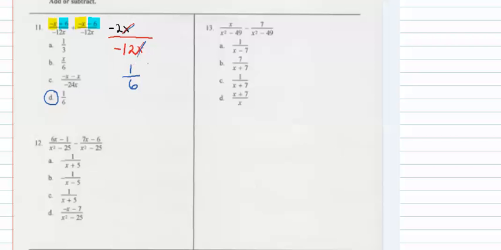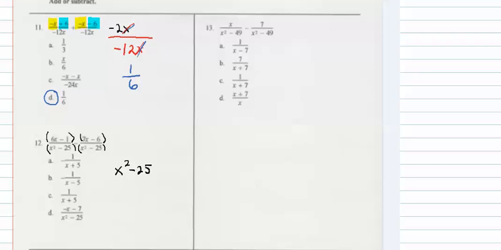Okay, number 12. Number 12 is a subtraction problem. So the best thing that we're going to do when we have quantities is go ahead and put our parentheses around all of them before we get started, just so we don't forget anything. Okay, now I look at my denominator. Is my denominator the same? And it is, so I'm going to keep it just like it is for now. We're adding or we're subtracting fractions, so we're just going to keep it.